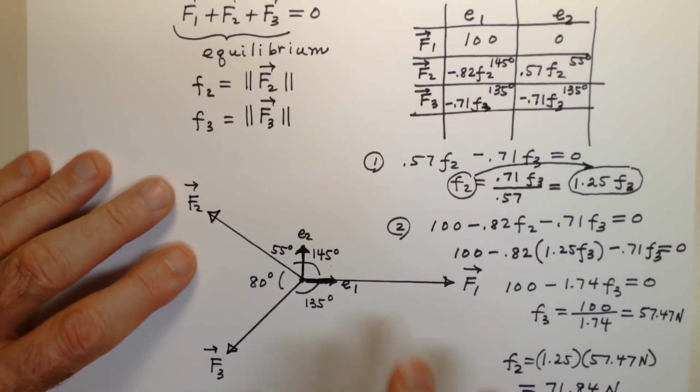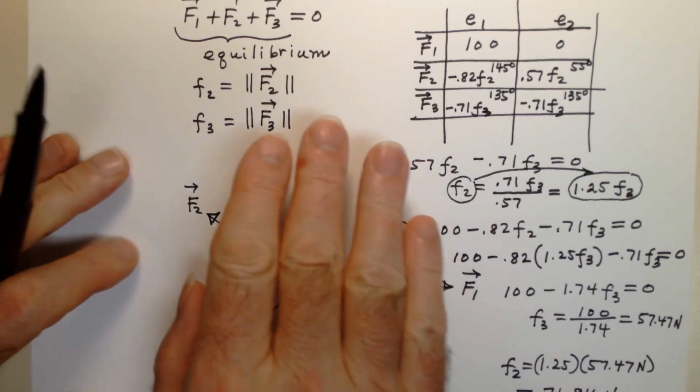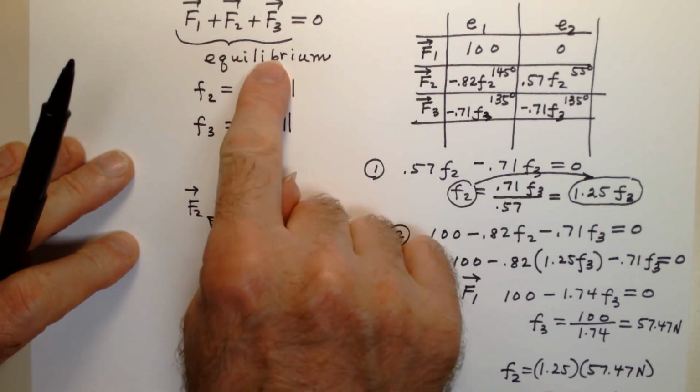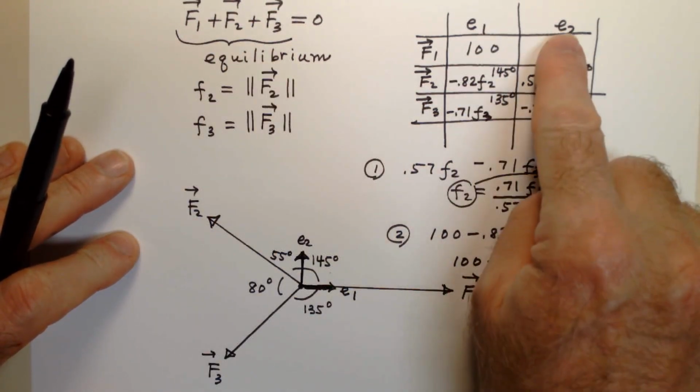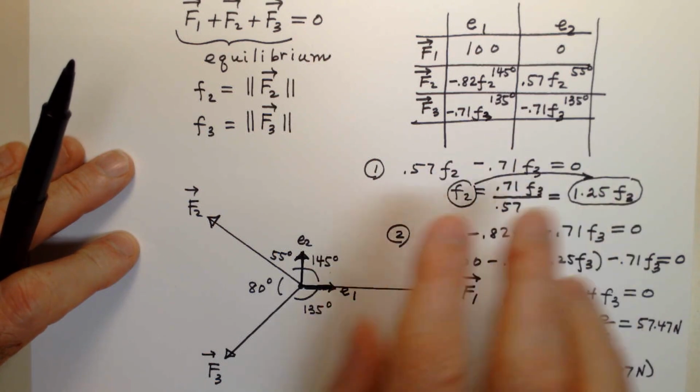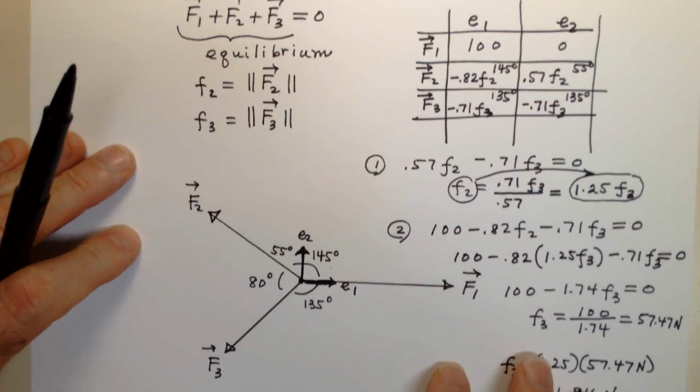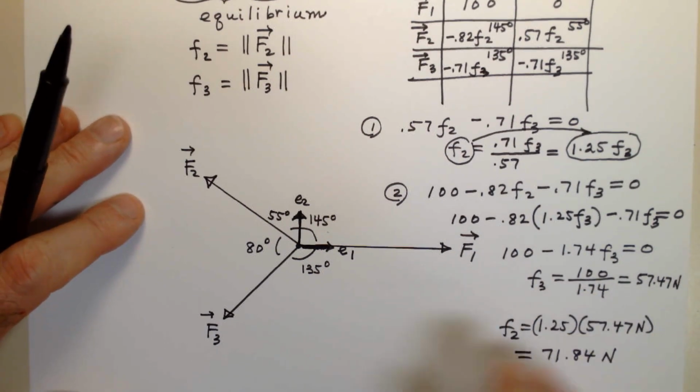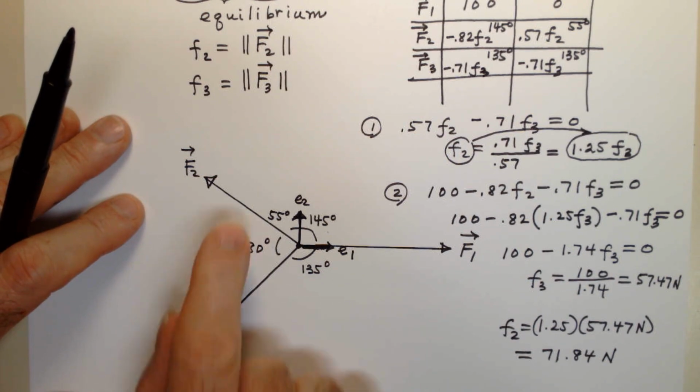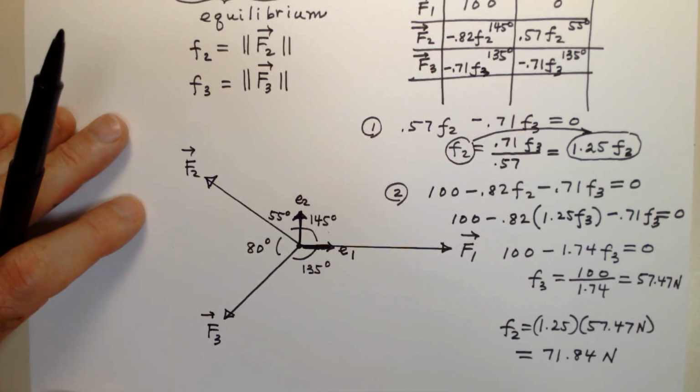Okay, but this is more or less just a problem in understanding what it means to be in equilibrium, how to work out the components in the E1 and E2 directions, and then how to use the equilibrium condition to solve for the unknown magnitudes. In this case, the length of F2 and the length of F3.